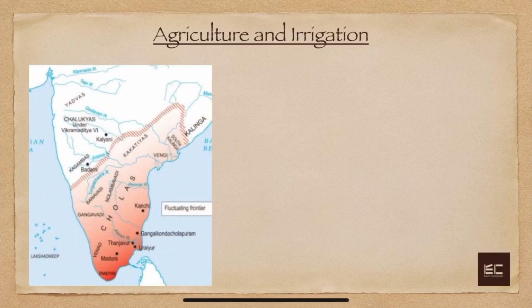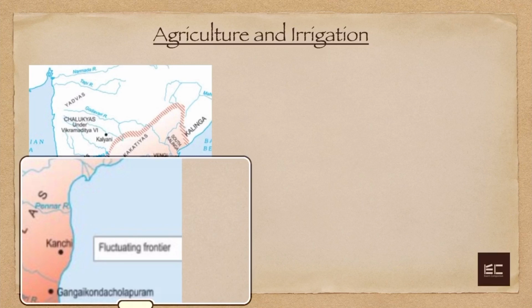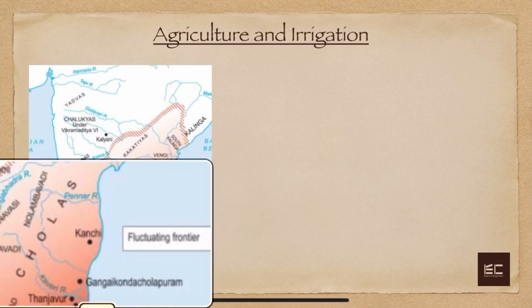This is the same map that we saw earlier. Now you can see the Kaveri Delta here. I have also encircled the region.